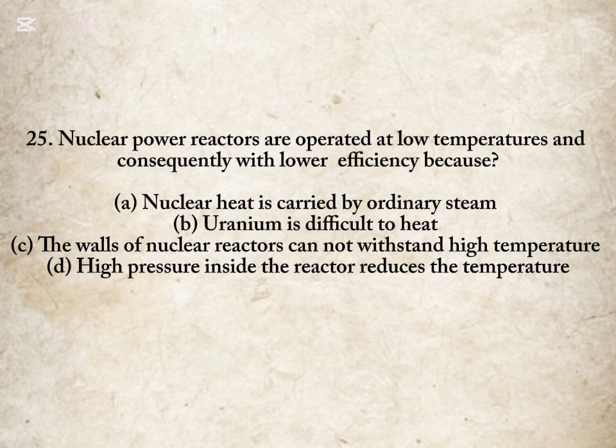25. Nuclear power reactors are operated at low temperatures and consequently with lower efficiency because A. Nuclear heat is carried by ordinary steam. B. Uranium is difficult to heat. C. The walls of nuclear reactors cannot withstand high temperature. D. High pressure inside the reactor reduces the temperature. The correct option is C. The walls of nuclear reactors cannot withstand high temperature.